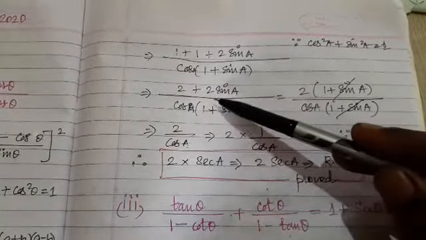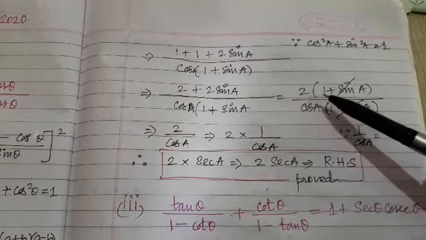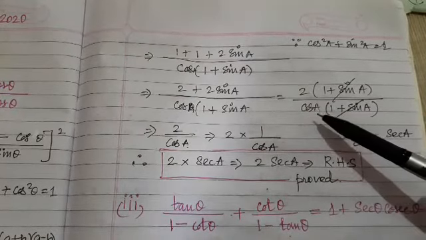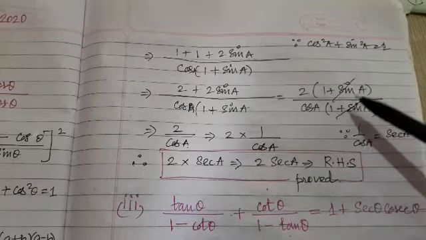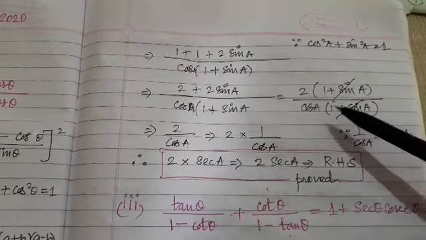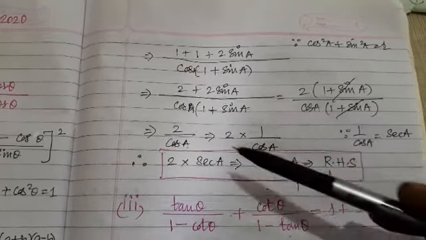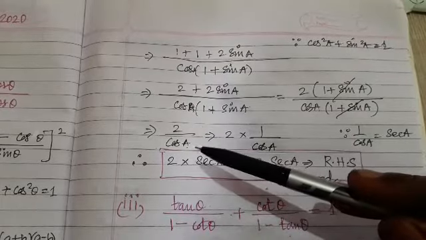Then 2 I am taking common in the numerator. So it will become 1 plus sin A upon cos A bracket 1 plus sin A. 1 plus sin A, 1 plus sin A cancel. 2 upon cos A. So 2 upon cos A equal to what?